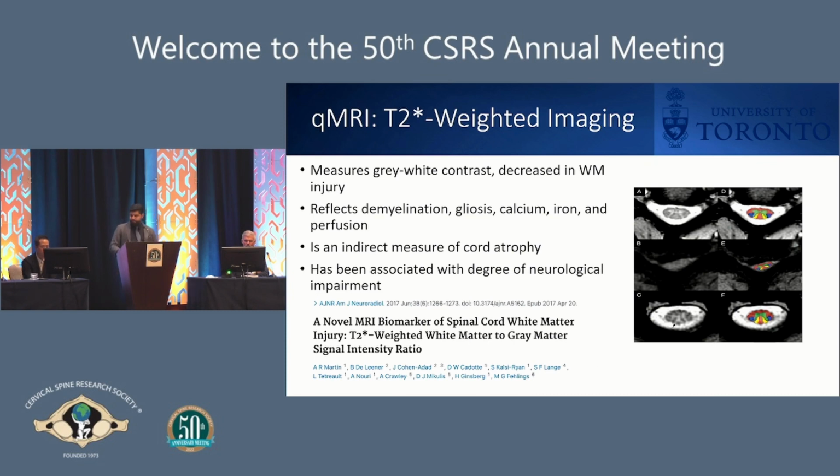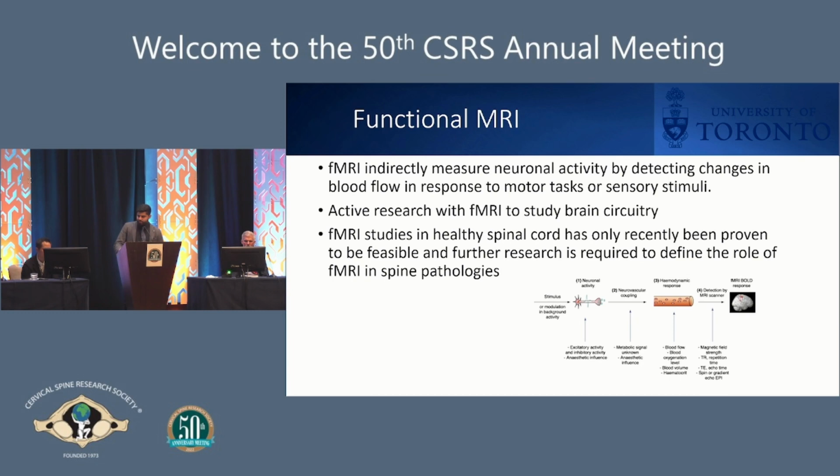Next we have T2 star-weighted imaging. In this approach, the gray-white matter contrast at different levels is measured and compared. Differences in measurements can reflect demyelination, gliosis, and decreased perfusion to the cord. This is also a direct measure of cord atrophy. T2 star-weighted imaging has been associated with a greater degree of neurological impairment and can hence be used as a biomarker.